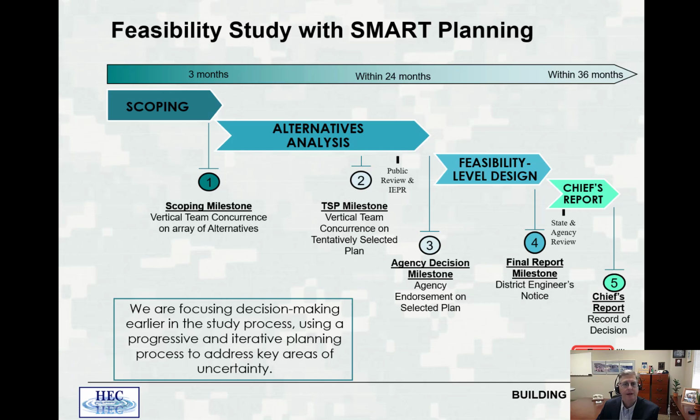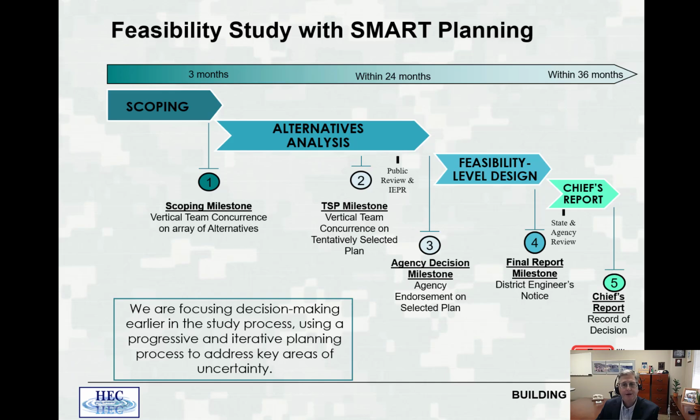In between milestone 2 and milestone 3 is when the review is going on. It comes back, and milestone 3 is when the agency endorses the selected plan. Between milestones 3 and 4, the USACE team and the stakeholders are developing details, performing a detailed design of the tentatively selected plan. Then milestone 4 is the final report milestone, and then the state and agency review is conducted, and it's sent forward as a chief's report.